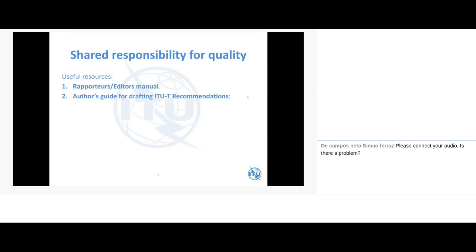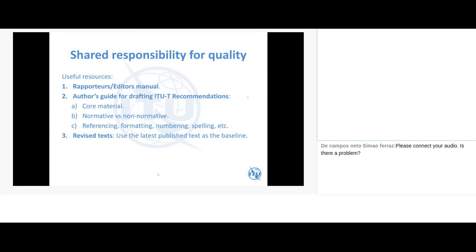There's the author's guide for drafting recommendations, and this covers a number of core elements. So what is the core material? What is normative versus non-normative content? So that is what defines a standard and what is informative by nature. How do we do referencing, formatting, numbering, spelling, etc.? These are quality checks that are also done by the editing team.